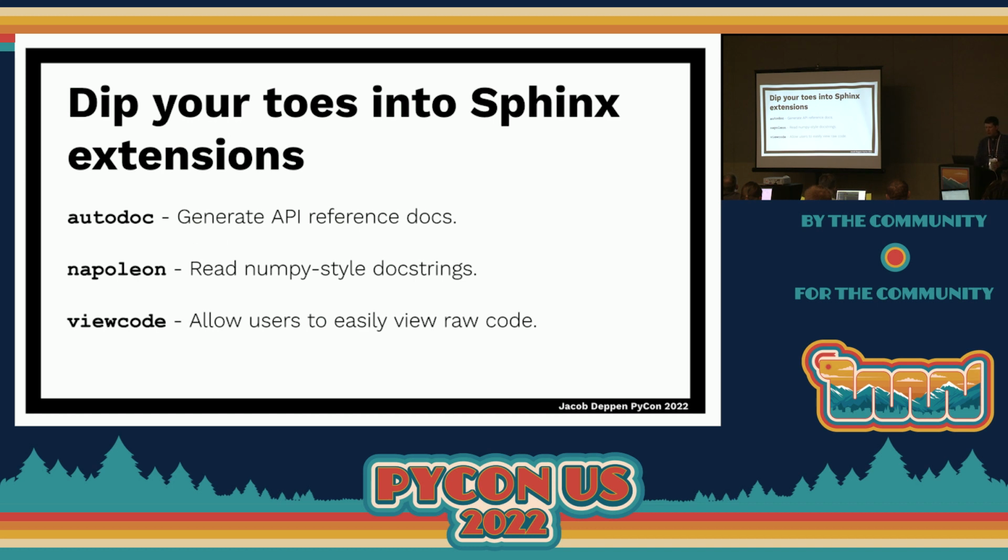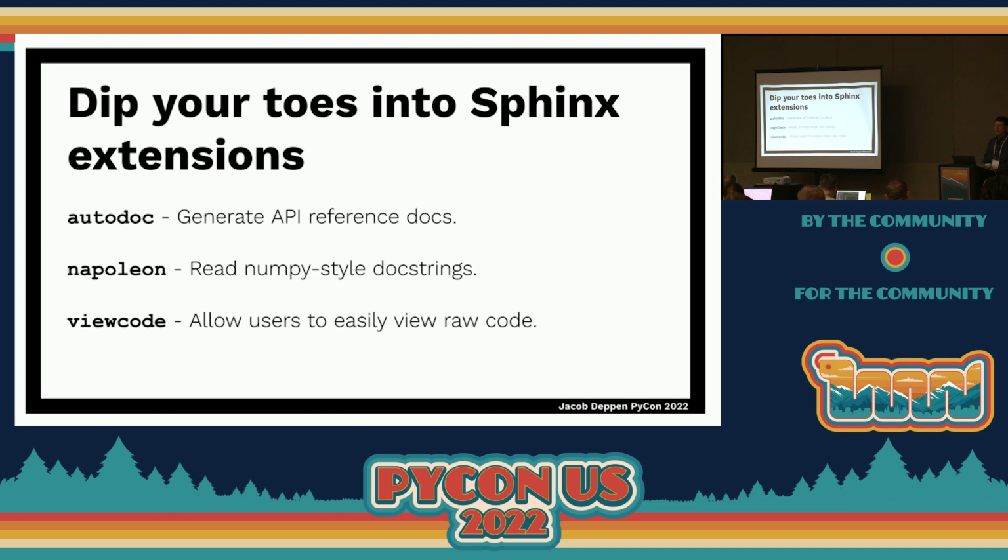Okay. The three that we're going to use are very common ones you'll see: the AutoDoc extension, the Napoleon extension, and the ViewCode extension. AutoDoc is going to take those docstrings we wrote and turn them into nicely formatted parameters and all that nice API reference documentation that you're probably used to seeing.